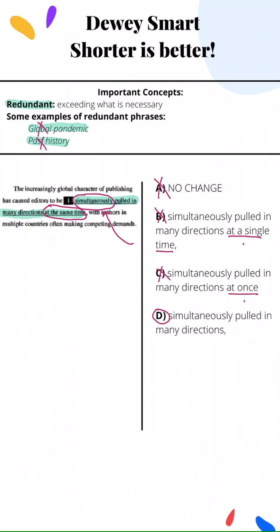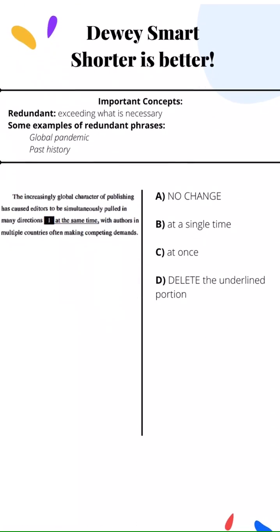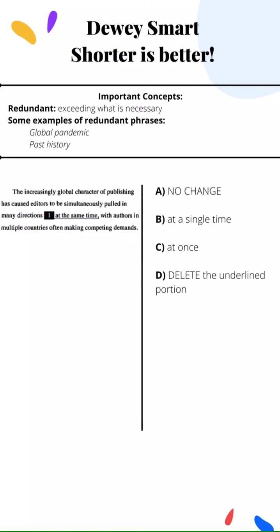Let's look at another example. The increasingly global character of publishing has caused editors to be simultaneously pulled in many directions at the same time, with authors in multiple countries often making competing demands. Now, this is the same paragraph, but the question is different. So we can either leave the underlined portion alone, replace it, or delete it entirely.